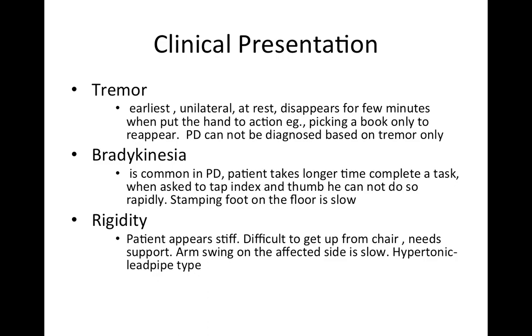What is the lead pipe type? Uninterrupted, persistent hypertonicity of the muscle, in the form of increased resistance for passive movement. This is the feature of rigidity in Parkinson disease.